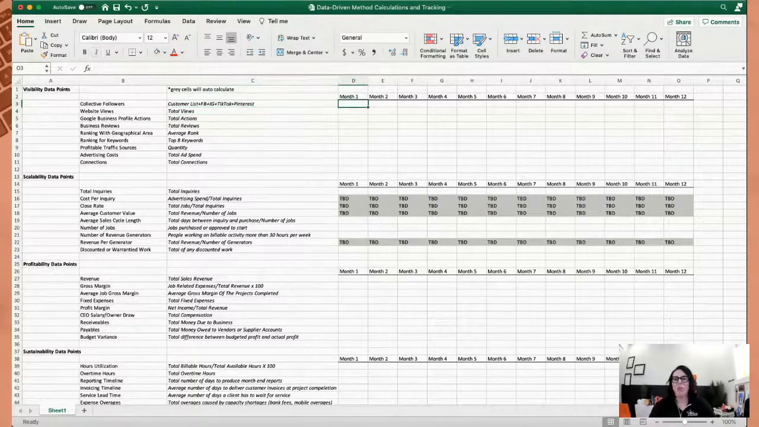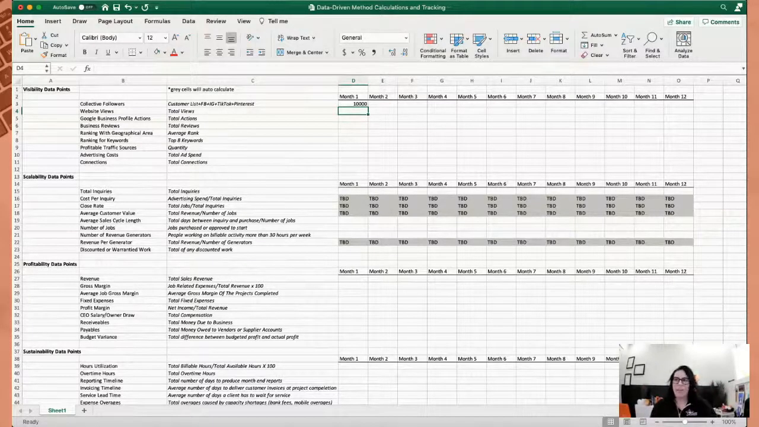So we're going to add all those numbers together and we're going to drop it into the field. So for this example, we're going to say that we have 10,000 people in the collective list.